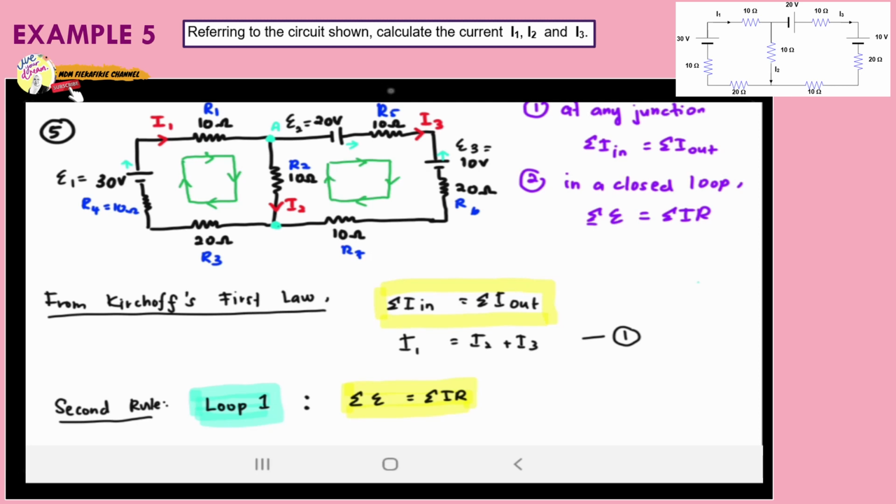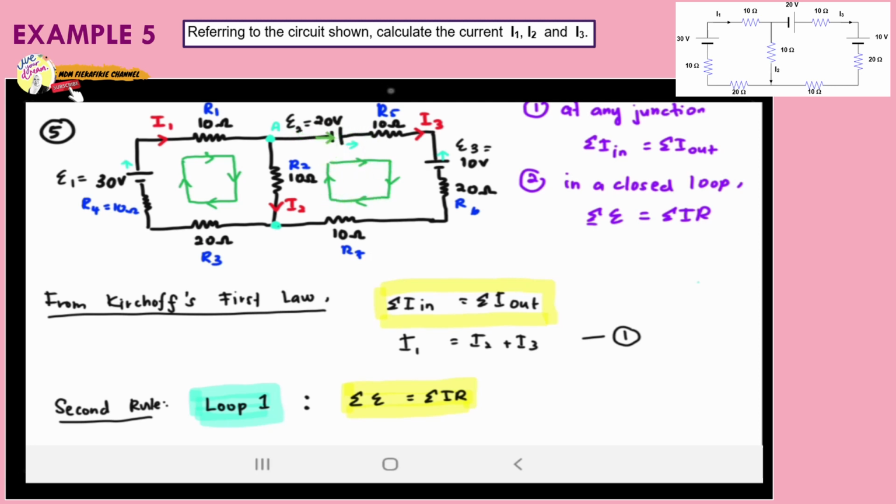Actually, it doesn't matter whether you choose the direction of your loop to be clockwise or anti-clockwise. But for me, I prefer to choose the direction of my loop that follows the direction of the current in the bigger EMF. So if the loop has two EMF, I will choose the bigger EMF to guide me as the direction for drawing our loop.